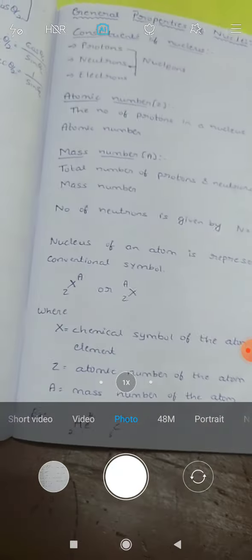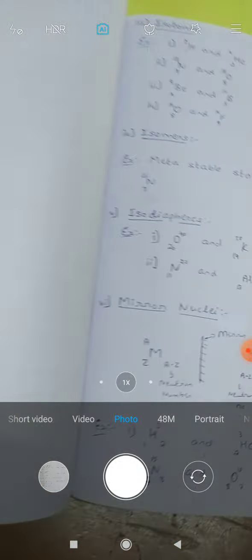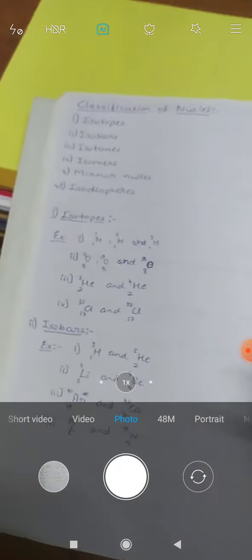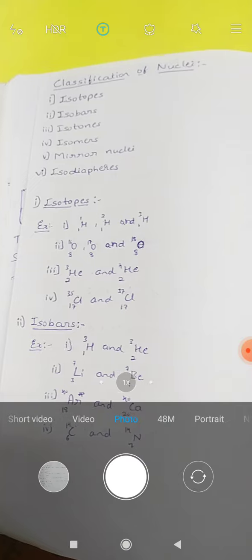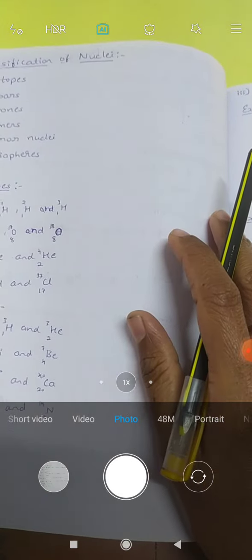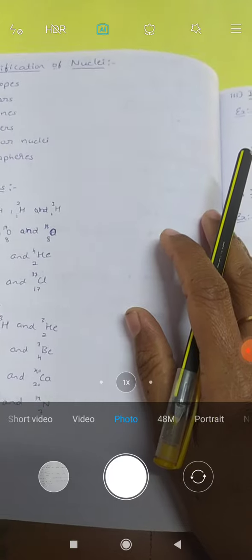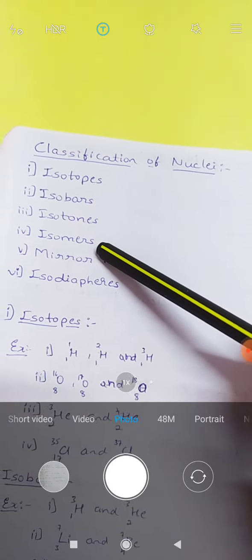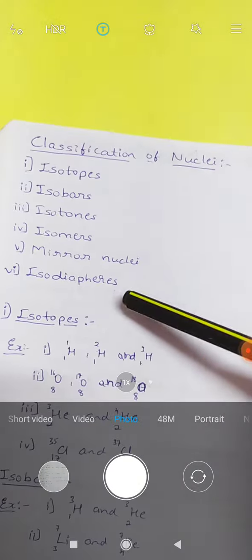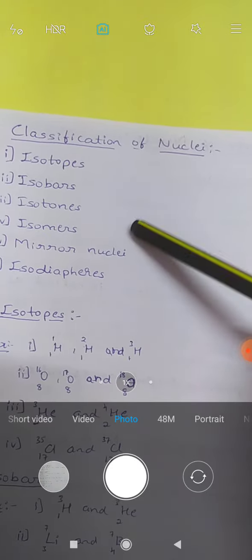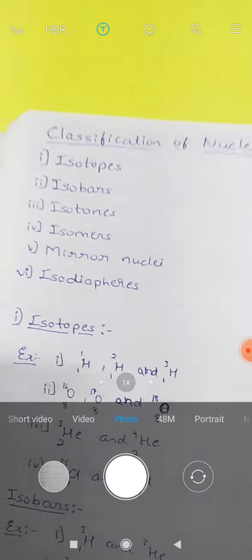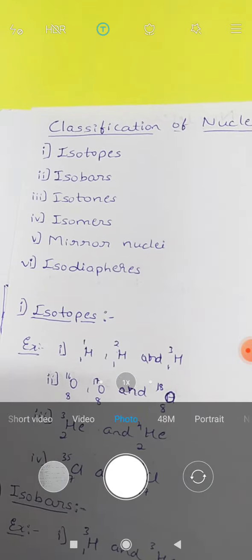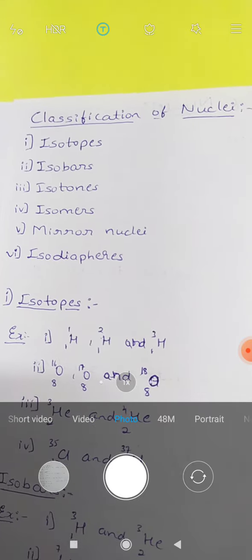The next concept, classification of the nuclei. Here the nuclei are broadly classified into 6 types on the basis of the number of protons and number of neutrons present inside the nucleus of the atom. First one is isotope, another one is isobar, isotones, isomers, mirror nuclei and isodiaphers. These 6 are the classification of the nuclei on the basis of the number of protons and number of neutrons present in the nucleus of the atom.